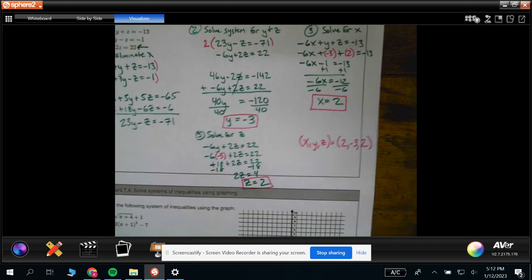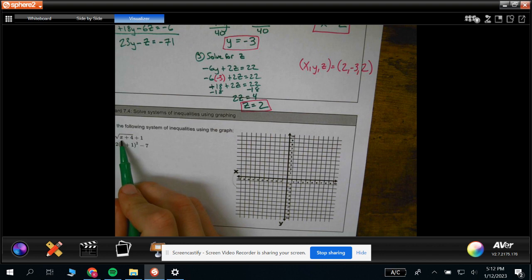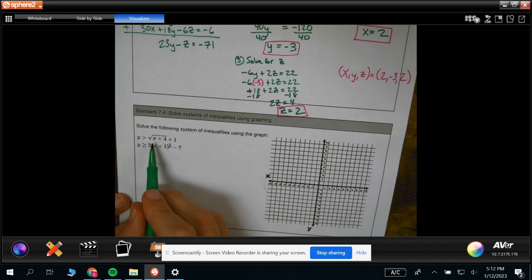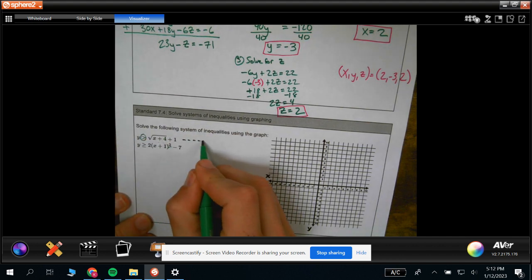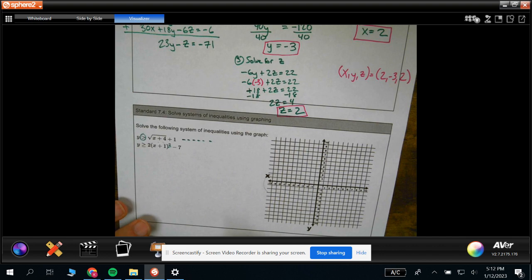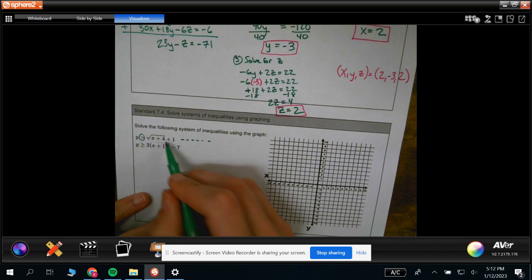Let's talk about standard 7.4, solving systems of inequalities using graphing. First step, let's graph this. I'm going to graph this square root function: y is greater than the square root of x plus 4, plus 1. Because I see this greater than, that means I'm going to use a dashed line. It is not inclusive.